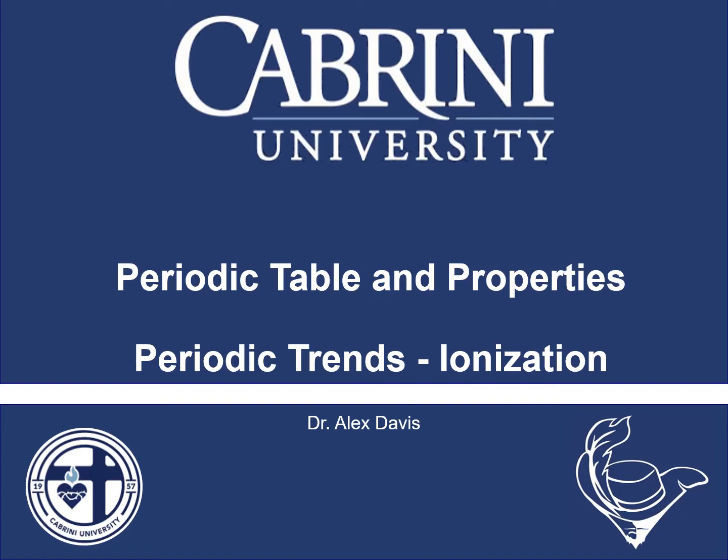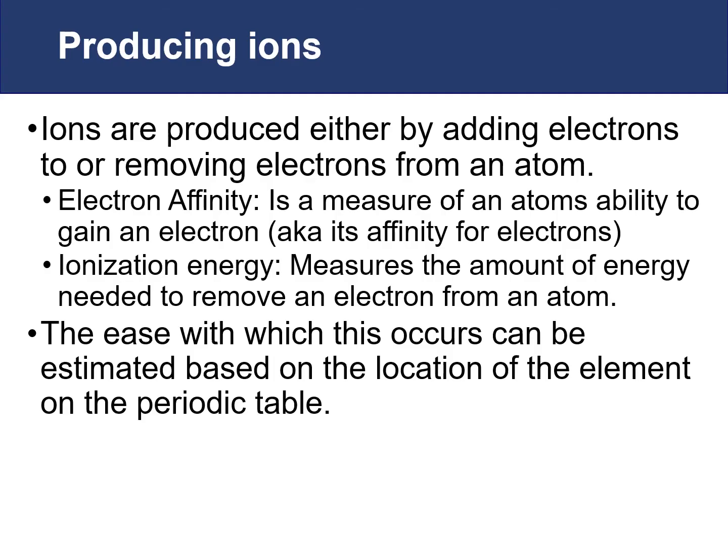In this video, we will be discussing the periodic trends in the ionization energies for atoms. First, there are two different ways that we can make ions. Ions are produced either by adding electrons to or removing electrons from an atom. Electron affinity is a measure of the atom's ability to gain an electron. So that would be its affinity for electrons.